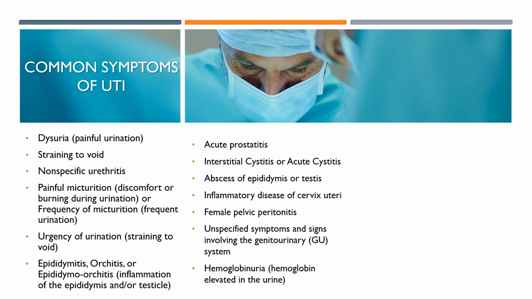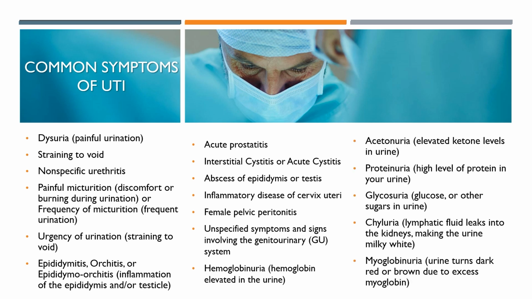Also acute prostatitis, interstitial cystitis or acute cystitis, abscess of the epididymis or of the testes, inflammatory disease of the cervix, female pelvic peritonitis, unspecified symptoms, or hemoglobinuria or hemoglobin in the urine, as well as elevated ketones in the urine, elevated proteins in the urine, glucose or other sugars detected in the urine, lymphatic fluid leaks into the kidneys, making the urine milky white, or when the urine turns dark red due to excess of myoglobin.